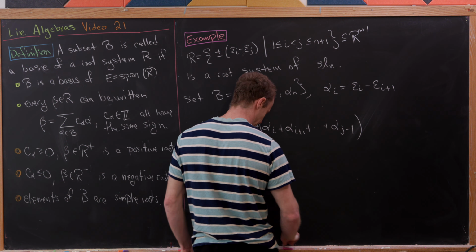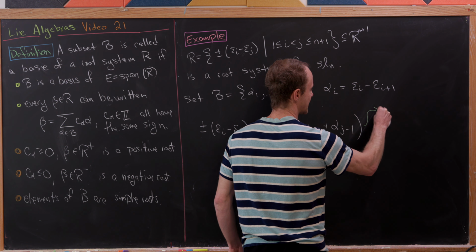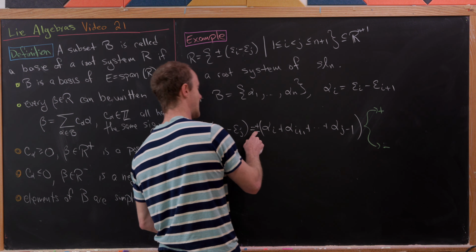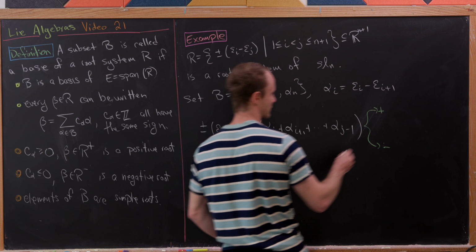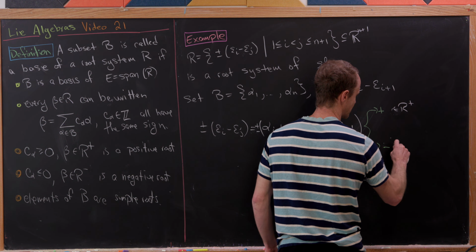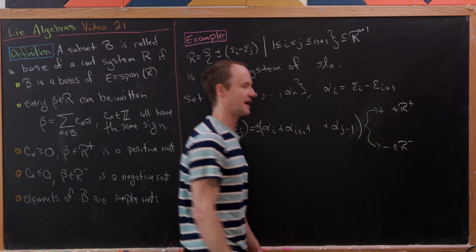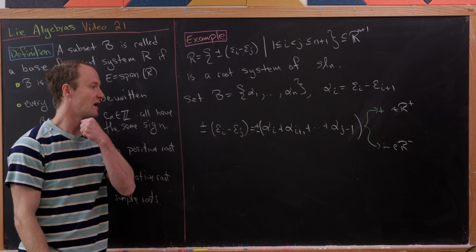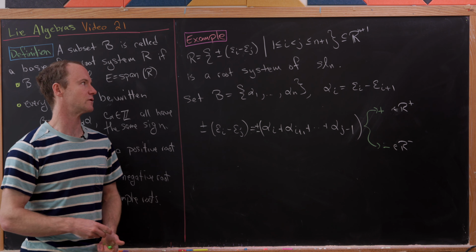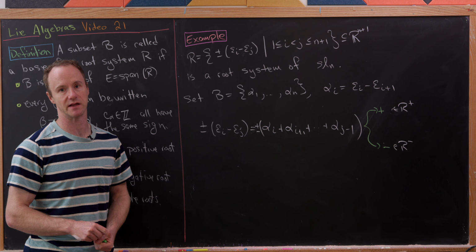Now I'd like to point out that if we take a plus here, you get a positive root, and if you take a minus out here, you get a negative root. So let's just say that this is an element of R plus, whereas this would be an element of R minus. So we've got a nice picture of what the positive roots and the negative roots and the simple roots look like in the case of SLN.